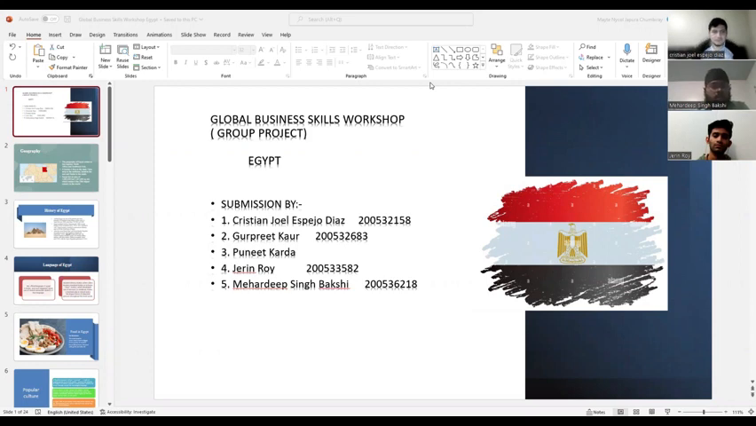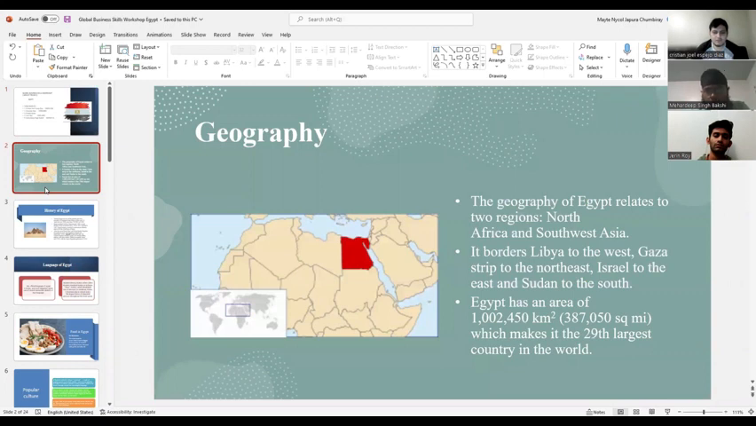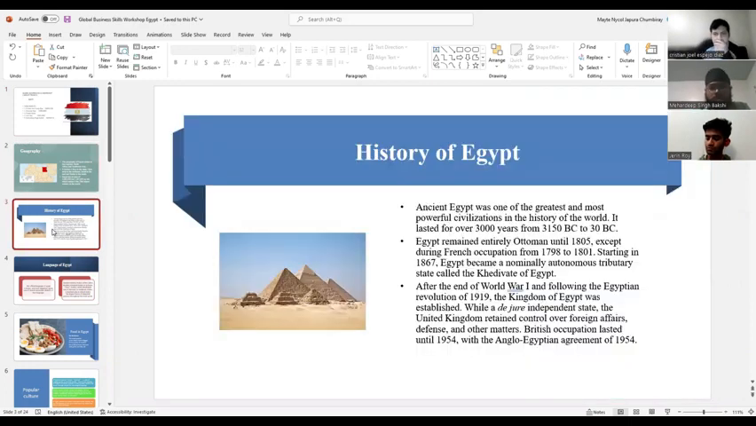Let's start with it. Geography of Egypt. The geography of Egypt relates to two regions, North Africa and Southwest Asia. It borders Libya to the west, the Gaza Strip to the northeast, Israel to the east, and Sudan to the south.